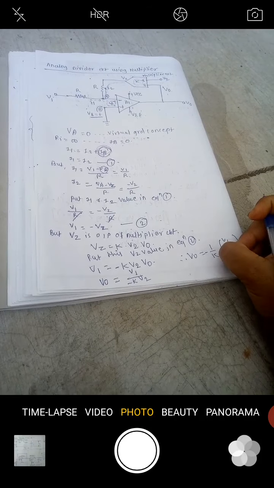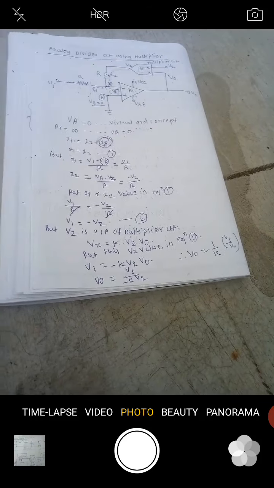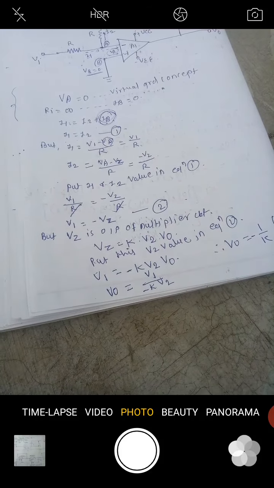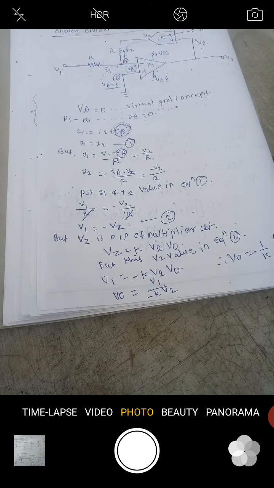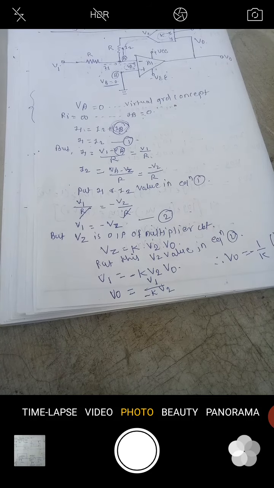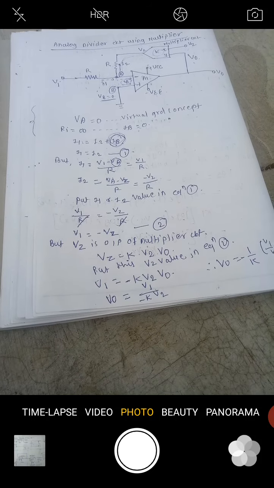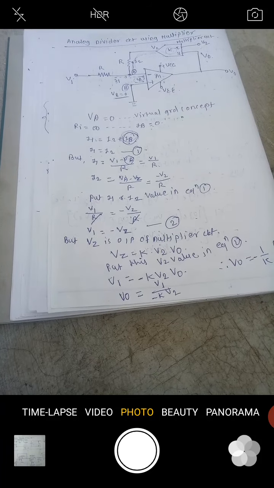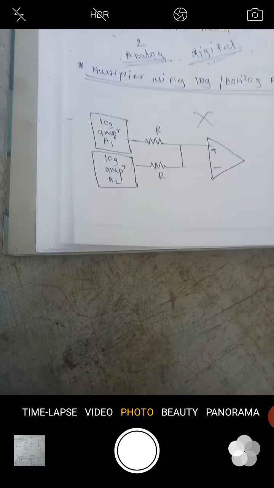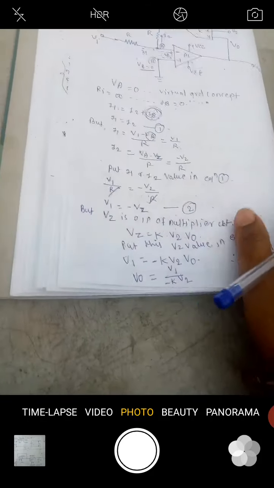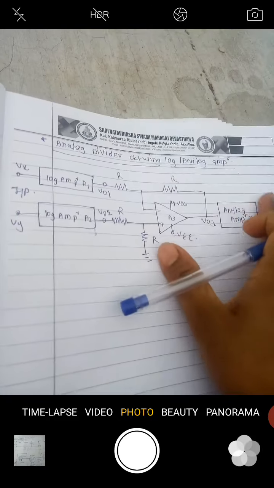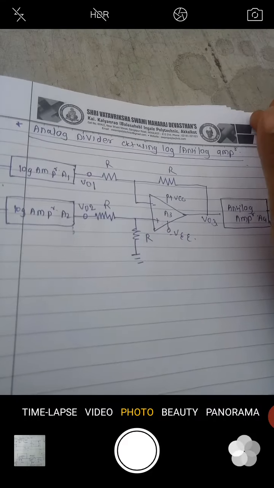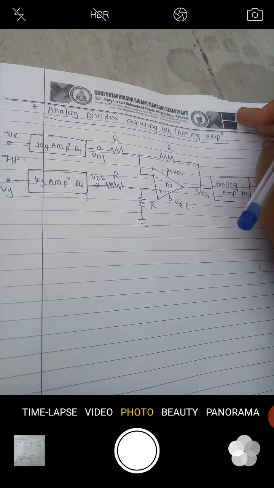So this is nothing but an analog divider circuitry using a multiplier, but this circuitry has limitations. We can divide only 2 bit. Because of that, instead we use an analog divider circuitry using log anti-log amplifier. So this figure is nothing but the analog divider circuitry using log anti-log amplifier.